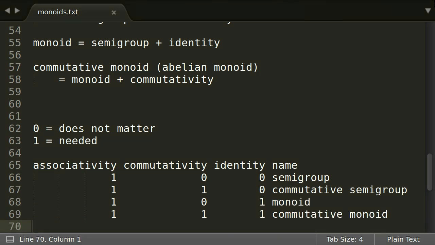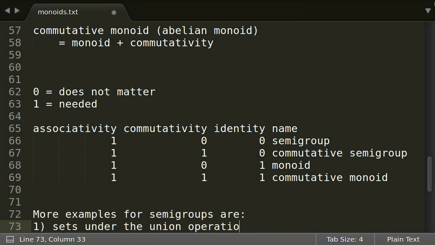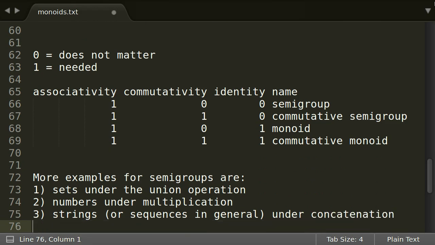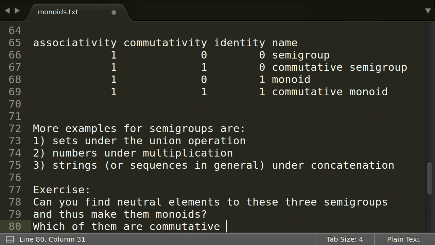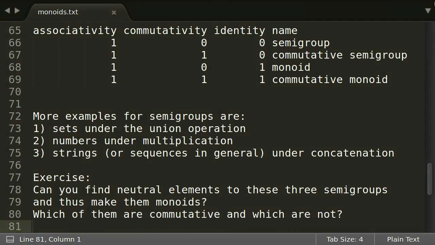More examples for semigroups are sets under the union operation, numbers under multiplication, and strings, or sequences in general, under concatenation. Here is an exercise for you. Can you find neutral elements to these three semigroups and thus make them monoids? Which of them are commutative and which are not?